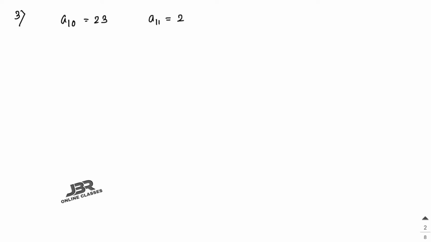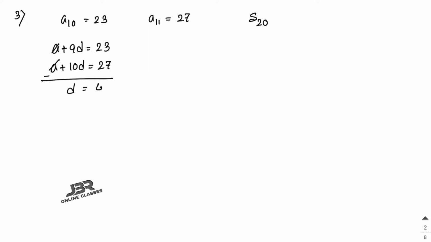It's very easy. Now sum number 3. If the 10th and 11th terms of an AP, that means A10 equals 23 and A11 equals 27, then find the sum of its first 20 terms. So S20. As A plus 9D equals 23, A plus 10D equals 27. So A cancels out, D equals 4.